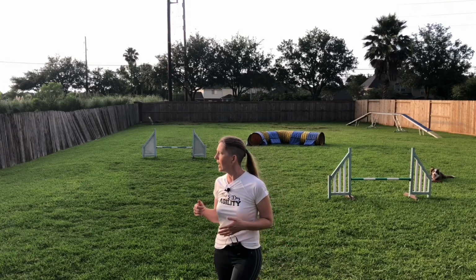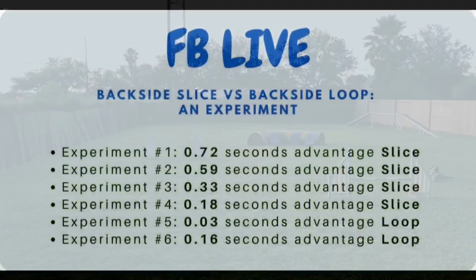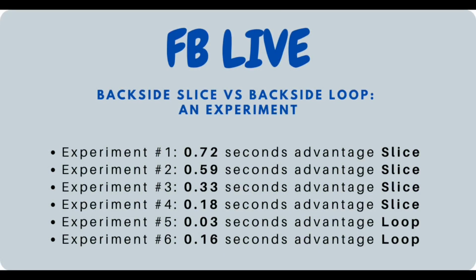All right, so just for review, Isaac, go ahead and put the results up and I'll come over and look at the comments as well. So these were our 6 experiments. Sorry, I'm just reading through some of the comments. So these are the times. We didn't get an advantage to the loop until we got to number 5.